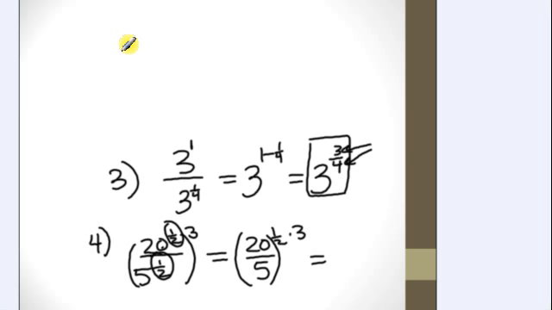20 divided by 5 is 4. And then I want to raise that to the 1/2 power and then cube it. And this will simplify nicely for us since the square root of 4 is 2. And then I can take 2 to the 3rd power, which is 8. So there we have it.